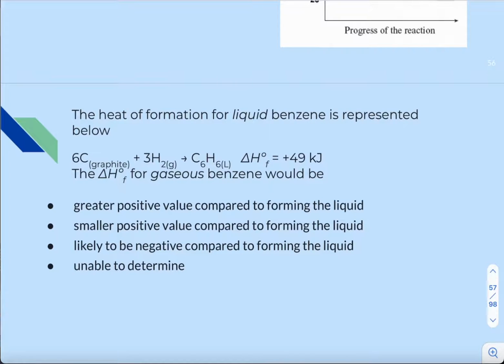Okay, so this question is a little interesting, but you can figure it out. The heat of formation for liquid benzene is represented below. The HF for gaseous benzene would be greater than, equal, etc. Okay. So for gaseous benzene, you would have this as your reactants, but you would have gas as your product.